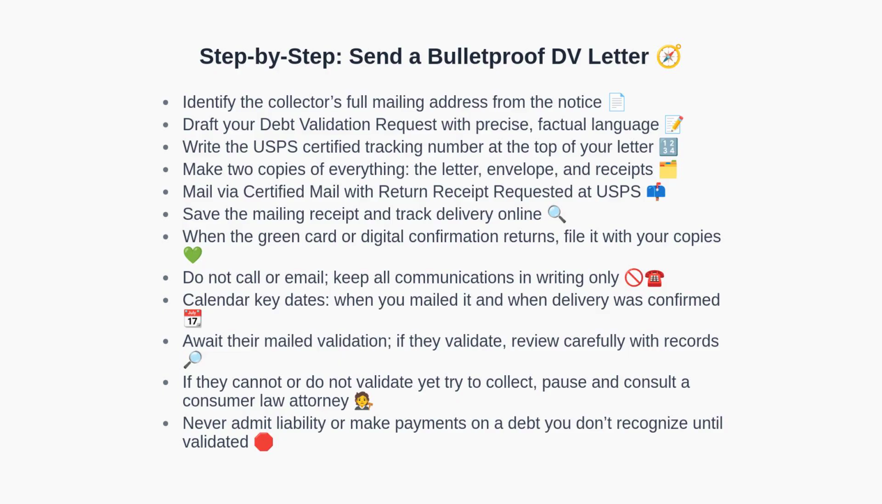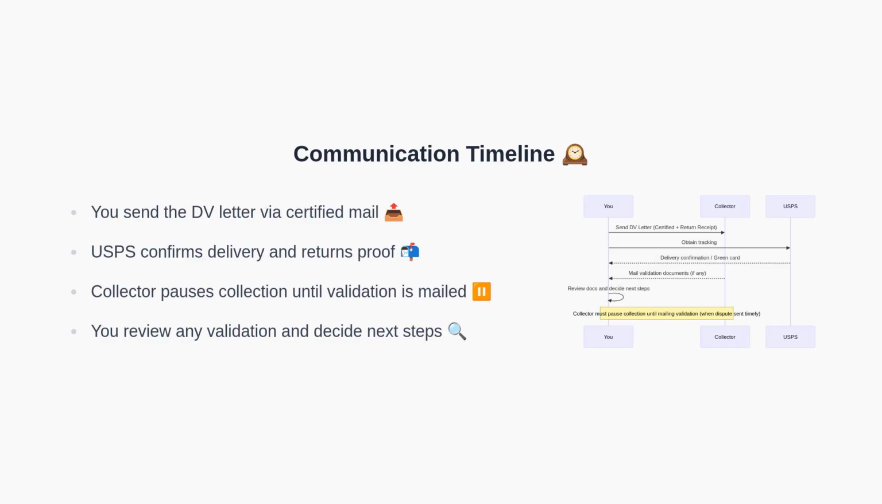With the steps laid out, let's visualize the process with another diagram. In this sequence, you send the validation request to the collector by certified mail. USPS provides tracking and, upon delivery, a confirmation or the returned green card. If your dispute was sent within the applicable window after their first notice, the collector must pause active collection until they mail you verification. Once you receive any validation, you review it to confirm the debt's ownership, accuracy, and the collector's authority.